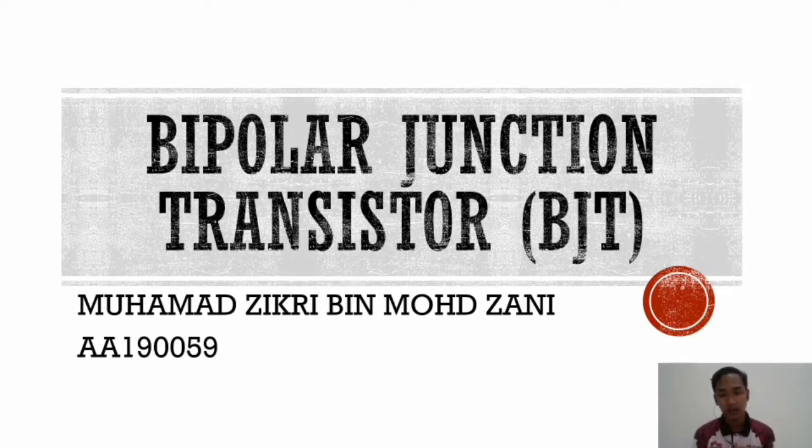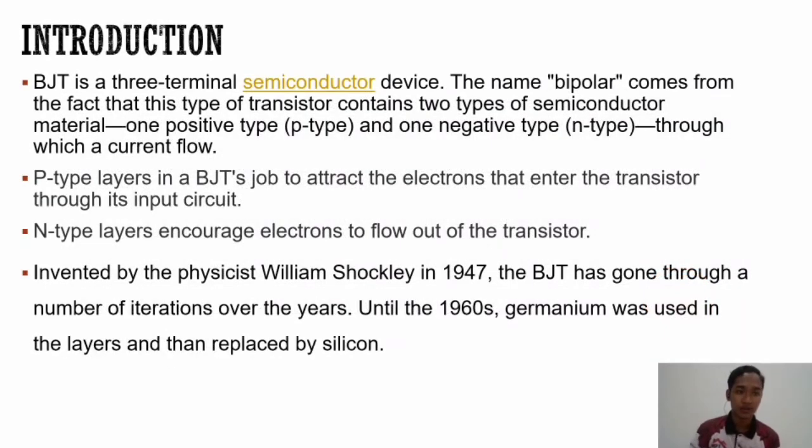Message number is AA190019. Okay, for this group project, I with Ahmad Ahmad and Muhammad Aziz as a group will present the bipolar junction transistor, BJT. Okay, first of all is the introduction.